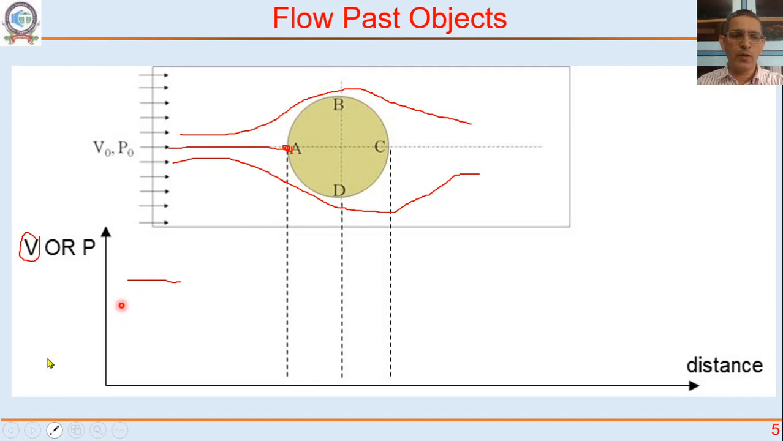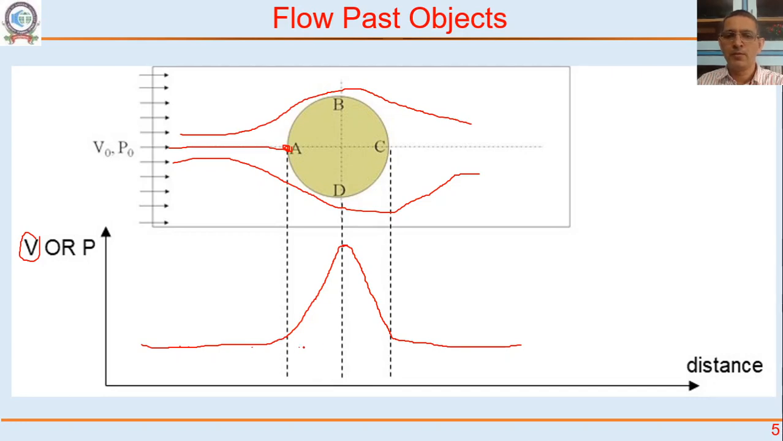Okay, so I want you to draw that velocity. Here is how it will look. If I'm plotting velocity first, velocity is unaffected far upstream. It is slowly getting affected. And at region B, the velocity is highest because the flow area available is the least. And beyond B, velocities will again try to reduce, and then reach the same velocity, steady state.